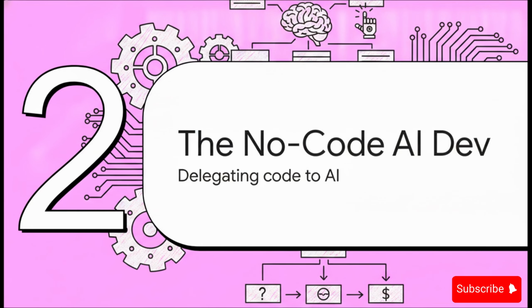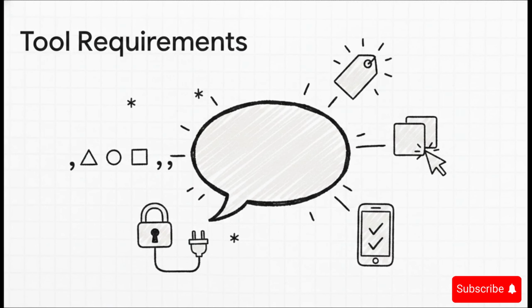Which brings us to section 2, the no-code AI developer. This is all about delegating the code to artificial intelligence. You really no longer need to be a programmer. You just need to be a clear communicator. The very first step is simply writing out what you want your tool to do in plain English. Just make a list. You outline requirements like, hey, I need to generate video tags based on a title, I need a click-to-copy button, make sure the output is comma-separated so it's easy to paste into YouTube, ensure the API integration is secure, and mandate that the whole thing is 100% mobile responsive. You are just defining the logic and the user experience. You're not writing a single line of syntax.